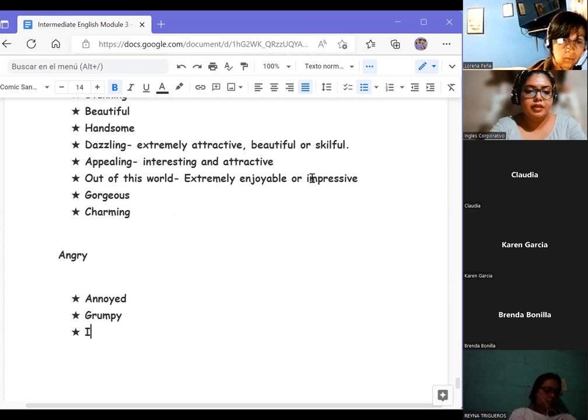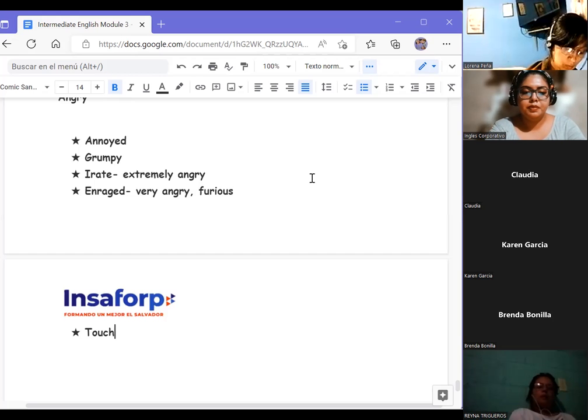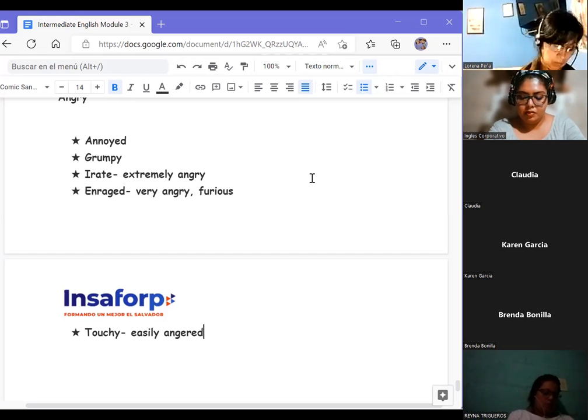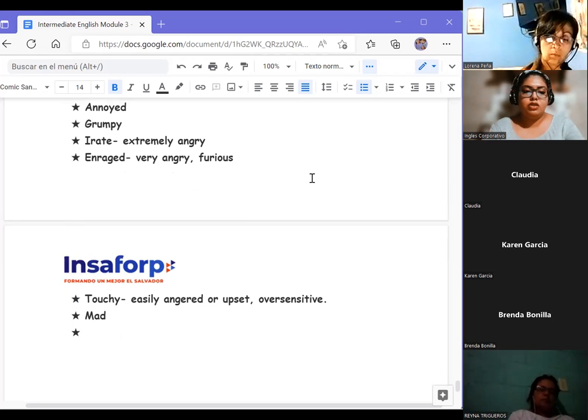Then we have irate. That means extremely angry. Enrage means very angry or furious. Touchy means easily angered or upset, oversensitive. Mad. That means very angry or annoyed. And then we have infuriate. That means furiously angry.